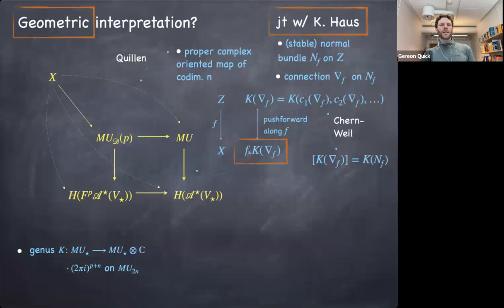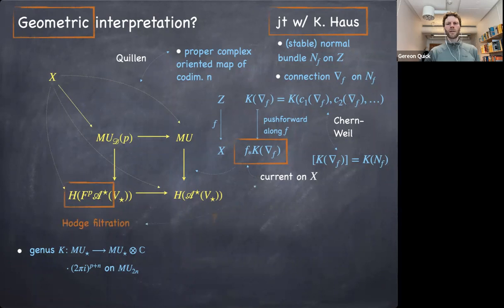But of course there are several drawbacks, or several things that we need to consider with this construction. First of all, if we take the push forward along a proper map, then what we get is only a current, not a form. So that's a bummer. And then on the other hand, we would like to take the Hodge filtration on the bottom left corner into account. So how do we remedy these two defects?